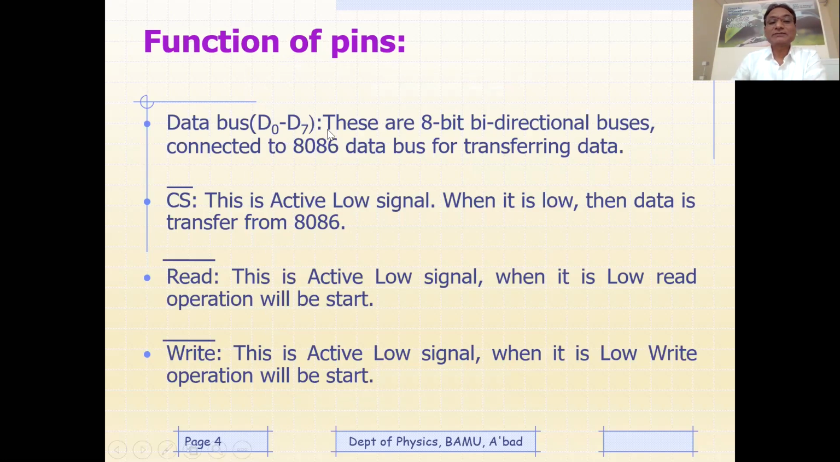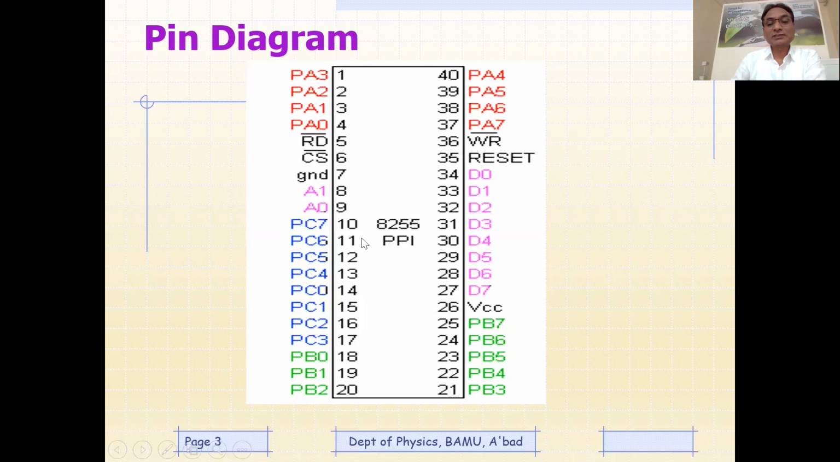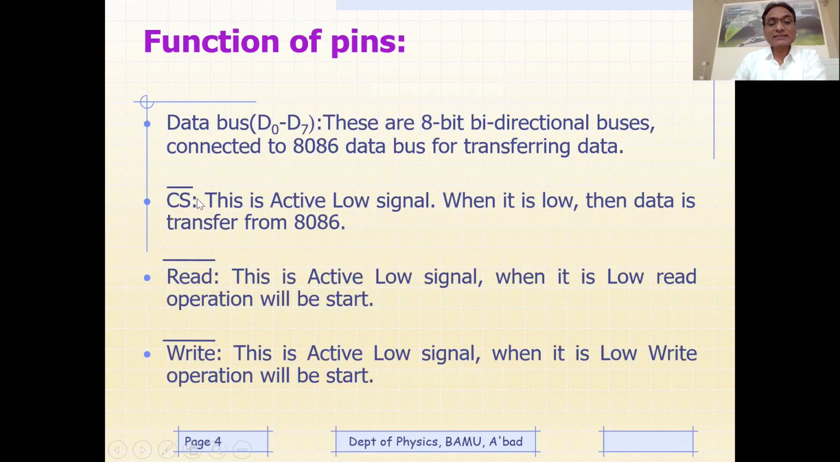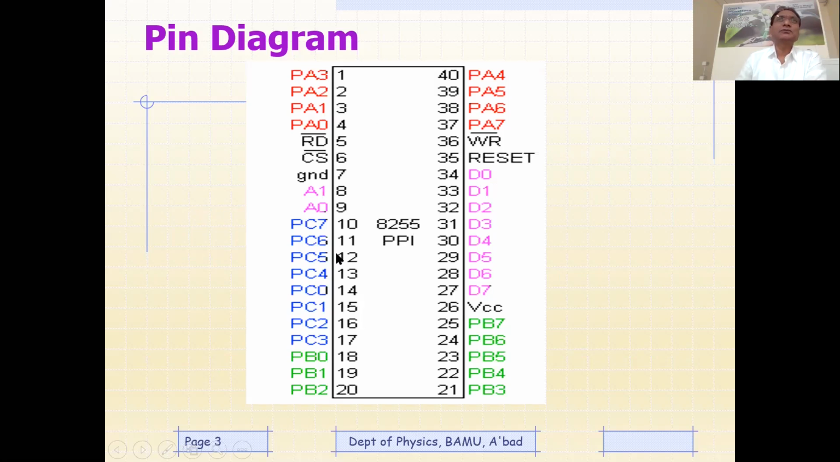Data bus D0 to D7. These are 8-bit bidirectional buses connected to the 8086 data bus for transferring data. CS bar is an active low signal. When it is low, data is transferred from the 8086. Data is transferred because this is mainly used for interfacing of IO devices. It means data will be transferred either from the microprocessor to an output device, or from an input device to the microprocessor, right?